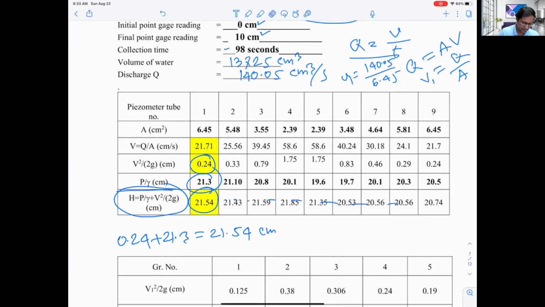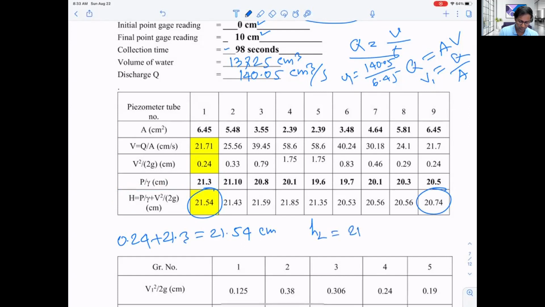Once we have this for section number 1 and section number 2, right? If we take a difference between the first section and the last one, then we'll get the head loss HL, right? Head loss HL. So what will be the head loss HL?